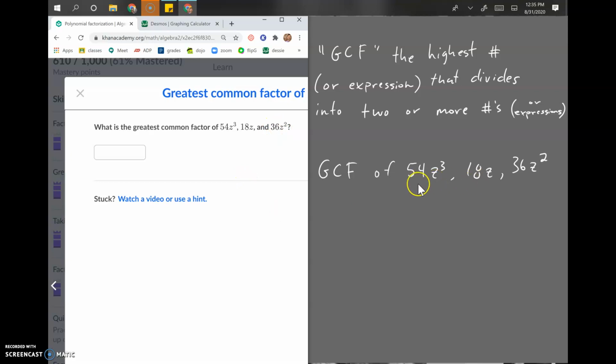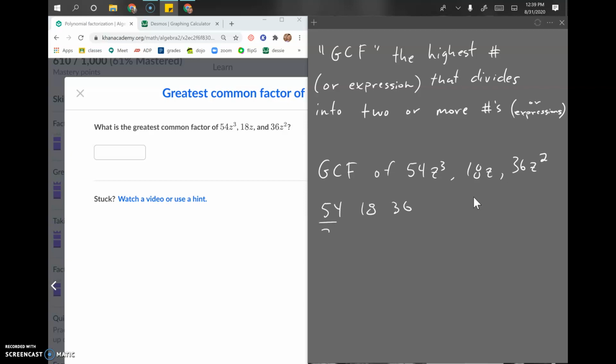We're just trying to figure out what's the largest number that divides evenly into all of those numbers, and how many z's do they each have in common that are being multiplied, right? So there's kind of two parts here. There's the number part, and then there's the variable part. Here's how we deal with the number part. We've got 54, we've got 18, and we've got 36.